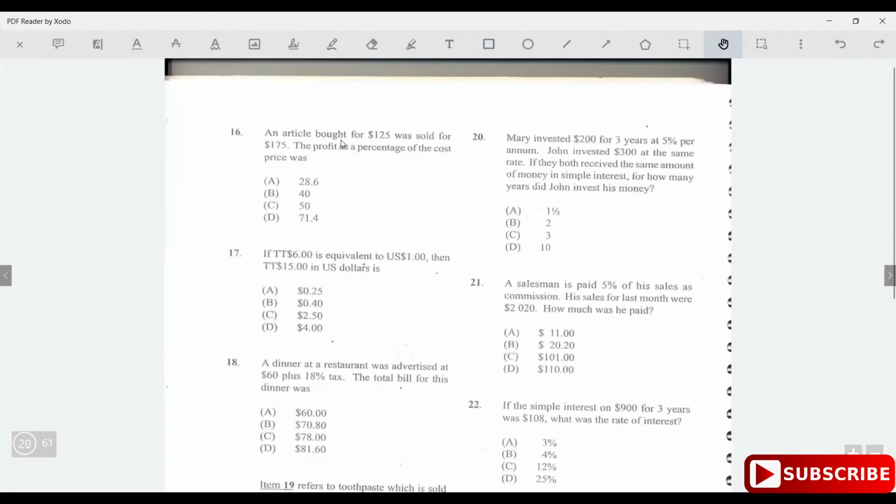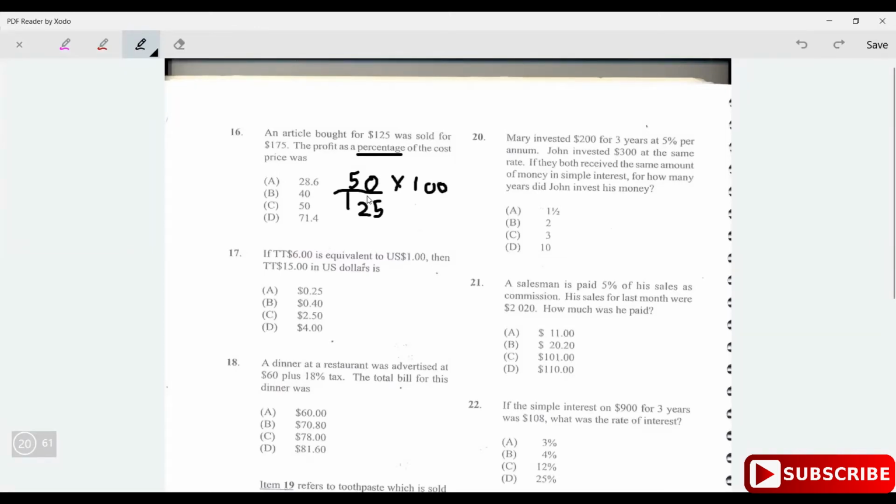Question 16. An article was bought for $125 and was sold for $175. The profit as a percentage of the cost price was, now the profit, how much profit was made? If I buy something for $125 and I sell it for $175, I make $50 profit. But then I want the percentage as a percentage of the cost price, so it's 50 over 125 multiplied by 100. That will give me the percentage profit.